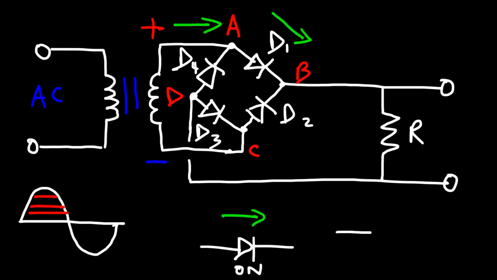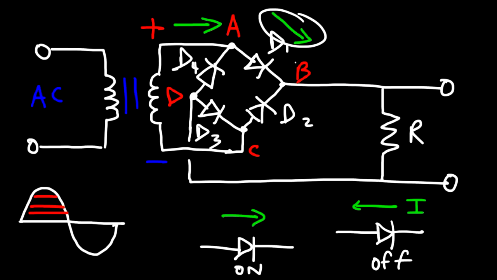Now let's say the current is in the opposite direction to the arrow that's part of the diode symbol. In this case, the diode is in the off mode. It's not active. It's in reverse bias mode. So here we have the direction of the current in the same direction as the diode arrow. So therefore D1 is on. It's active. It's in the forward bias mode.